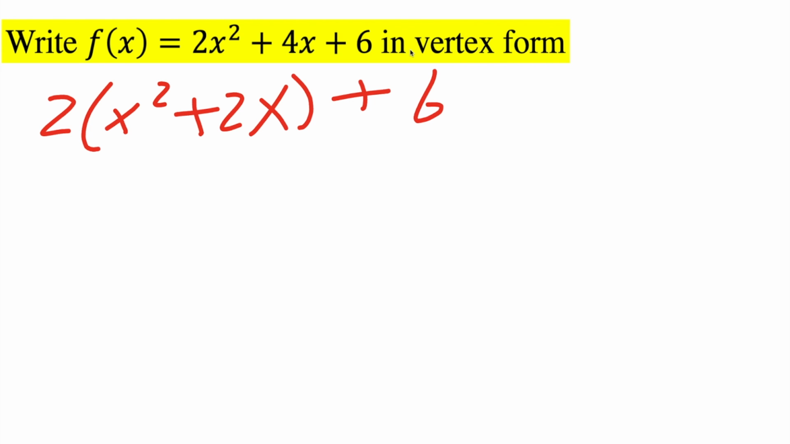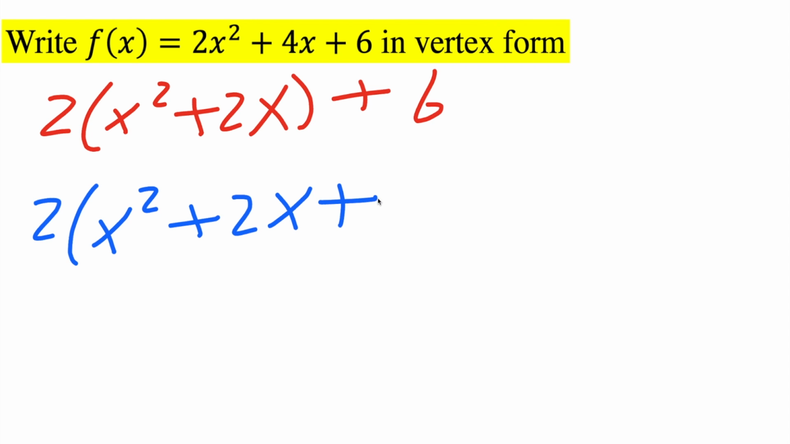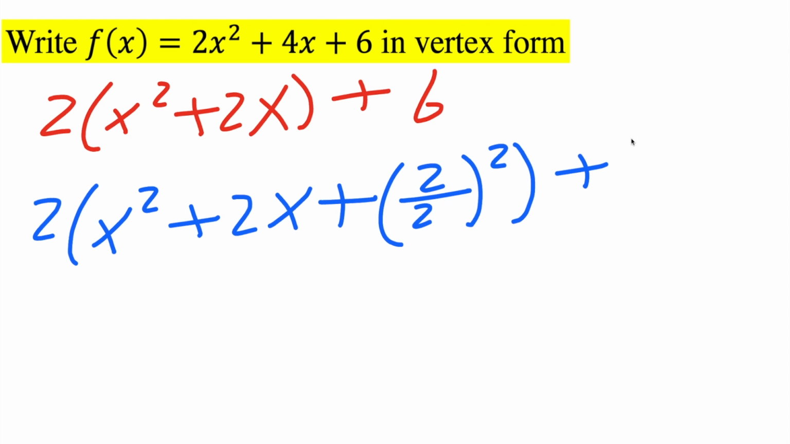Step 2 says perform completing the square for the linear term. So this right here is our linear term. So what we're going to do is write this: 2 parentheses x squared plus 2x plus parentheses. We take our coefficient for our linear term and we divide it by 2 and then we square it. And then we can close our parentheses plus 6. Now this is called completing the square. If you're not familiar with completing the square, definitely watch a video on completing the square.